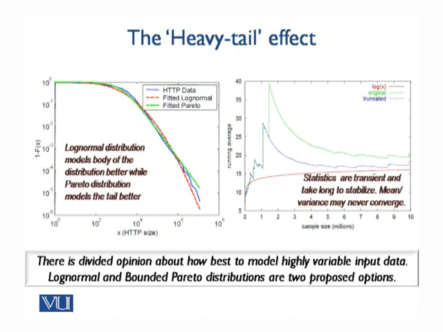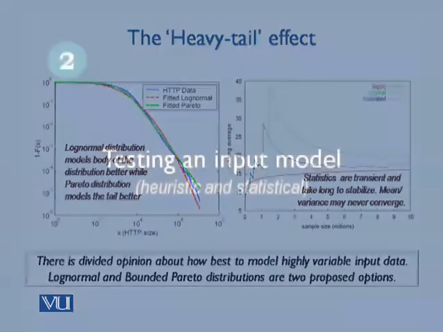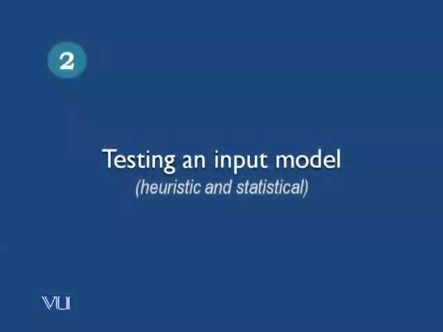Now we will briefly discuss that if we have decided on the right input model, then how do we actually test if we have the right input model? We have both heuristic techniques, which are best effort techniques that depend on the intuition of the person observing, and we also have statistical techniques. So let's start firstly with heuristic techniques.